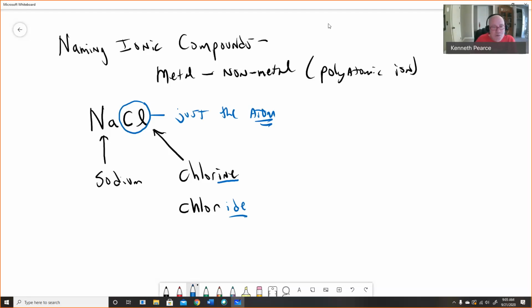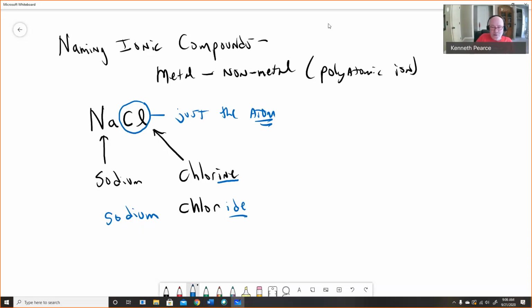And so the way we name these ionic compounds, particularly if we have just the atom, is we say the metal, which is sodium, and then we say the nonmetal part, and we chop off the end and replace it with "ide," so it becomes chloride. So this is sodium chloride. And you probably have said this before, without even realizing it. Sodium chloride is the way you actually say the name of that compound.